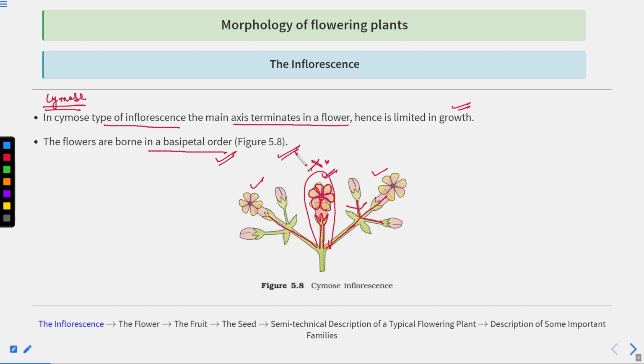So racemose does not terminate in a flower. The floral axis keeps growing, and the lateral flowers come out. Whereas in the case of cymose, the axis terminates into a flower and it gives rise to the lateral flowers. Okay.